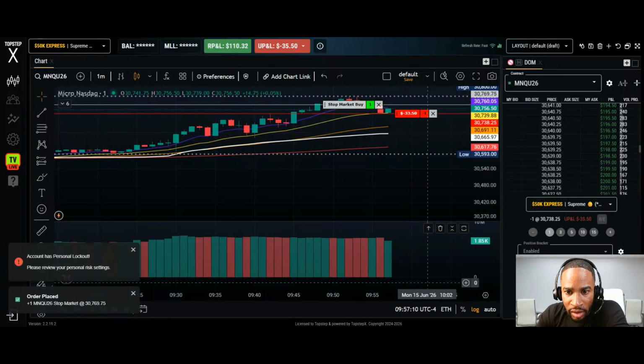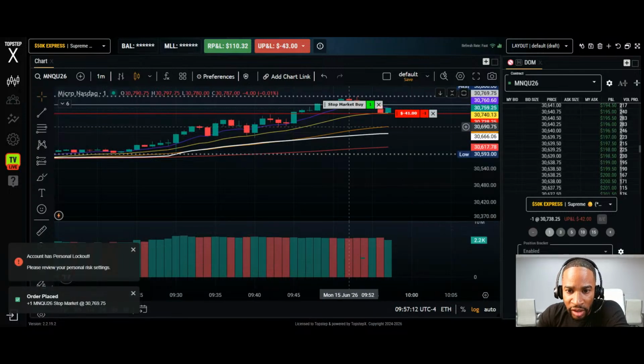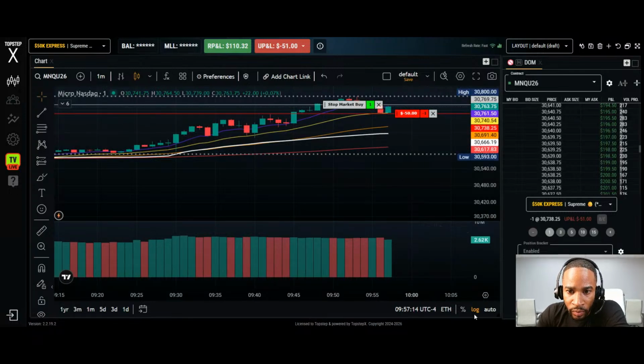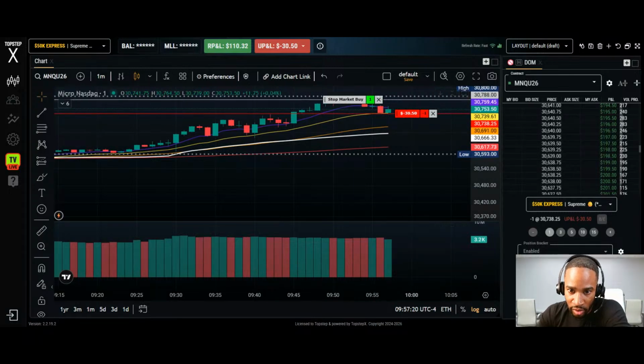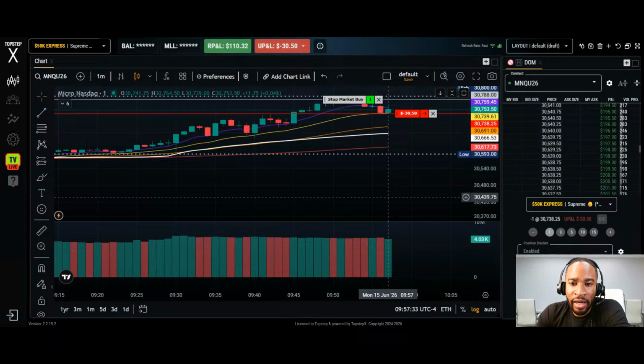I don't want these candlesticks trading back above that price zone. The buyers, they're stepping in. Let's adjust it a little bit right here above this price zone. And if we break below the yellow EMA on the 1-minute time frame, I'll add more to my contracts. But I want to see how this play is going to work out first.